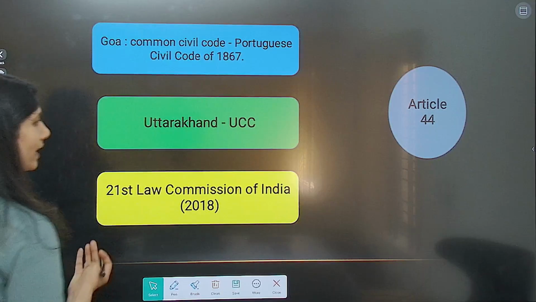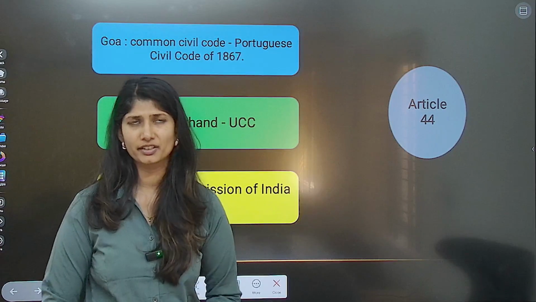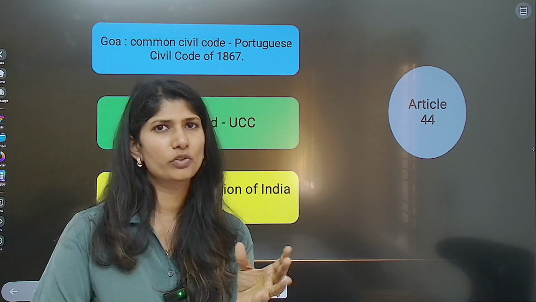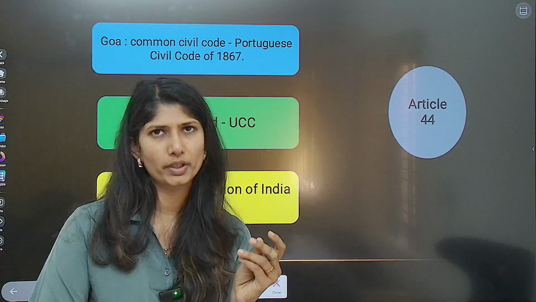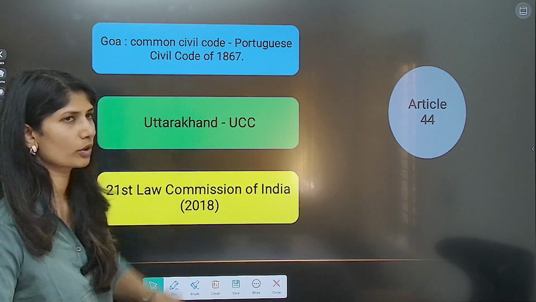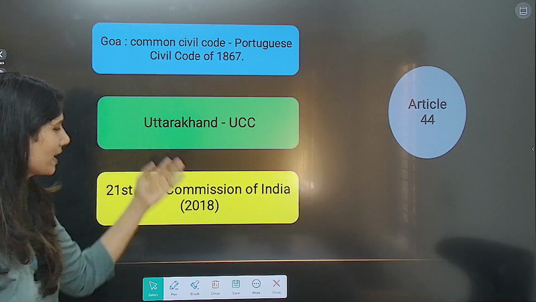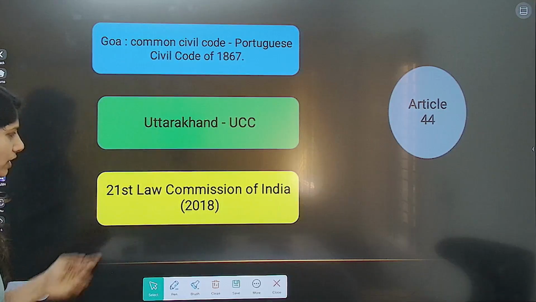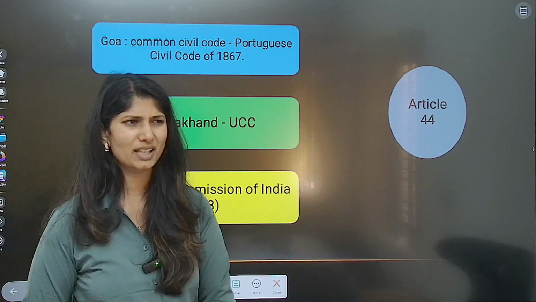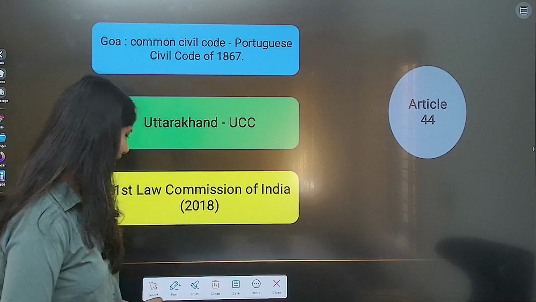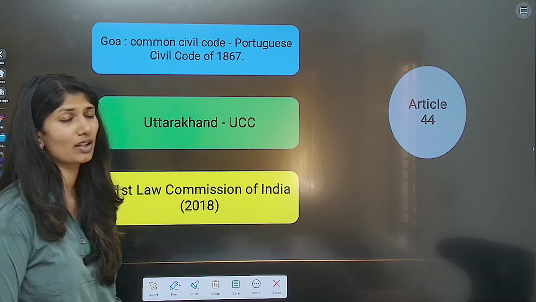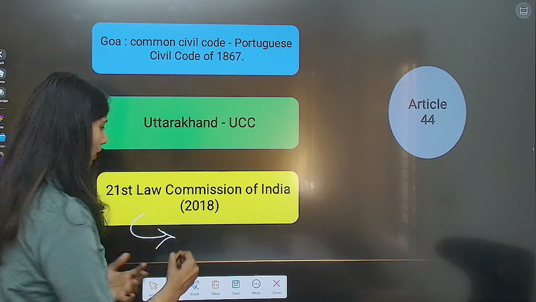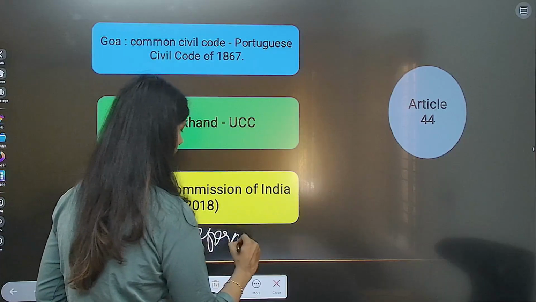Now, are there any uniform civil codes that are presently there in India? Goa follows a common code. We cannot call it a uniform civil code, but somewhat of a common code under the name of your Portuguese Civil Code of 1867. Uttarakhand became the first state in the country to adopt your UCC. Your 21st Law Commission of India, especially in its 2018 report, has claimed that implementing UCC at this stage is not very much necessary or very much needed. But what can be done is to make sure you reform all the family laws.